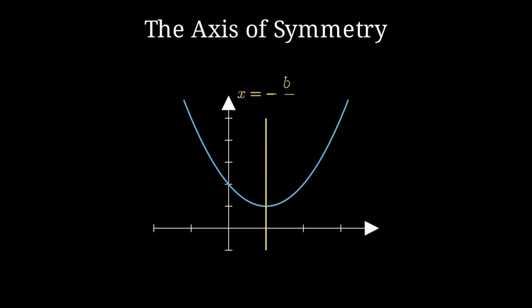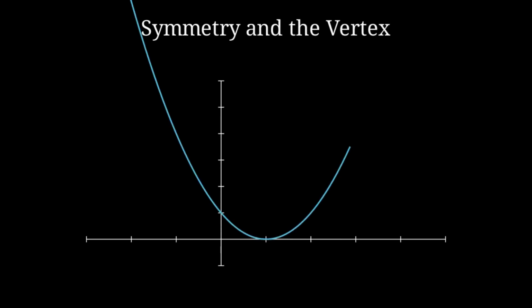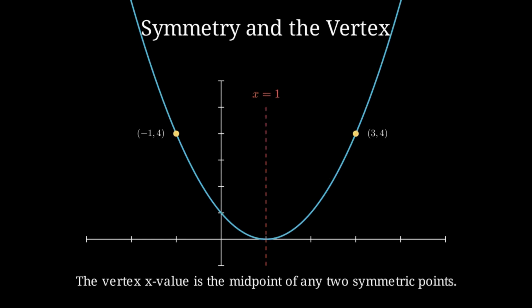This is an imaginary vertical line that divides the parabola into two mirrored halves. The x-coordinate of our vertex is always located exactly on this line. Visually, the vertex is always centered between any 2 points that have the same height. If you know 2 points with the same y value, the vertex's x-coordinate will be exactly halfway between them on the graph.